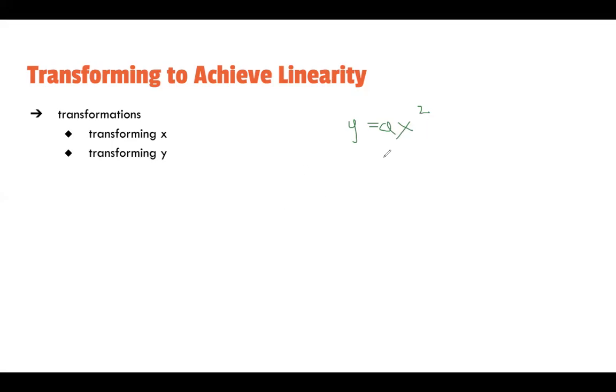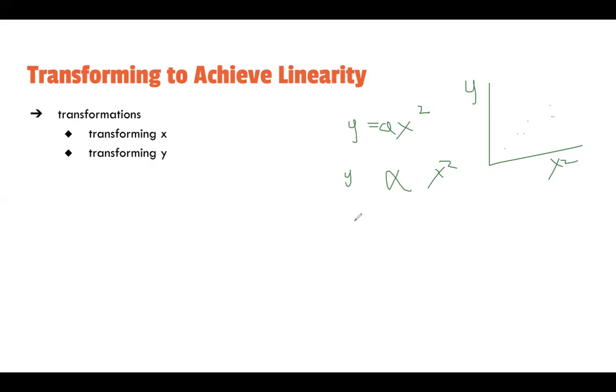So if you want to transform x to get a linear equation, you're going to have y as the response variable and x squared as the explanatory variable. And now this is proportional to x squared. Before, y is not proportional to x because of this square. So that wouldn't be linear. But if you plot actually x squared versus y, you're going to get approximately a linear equation.